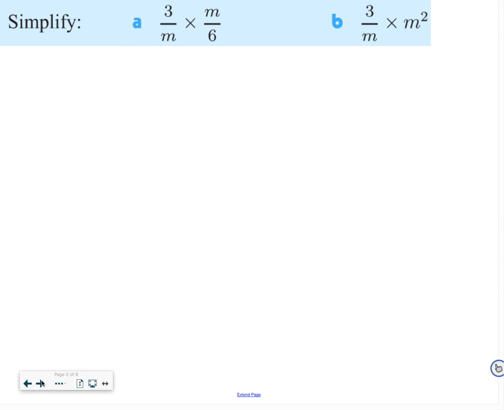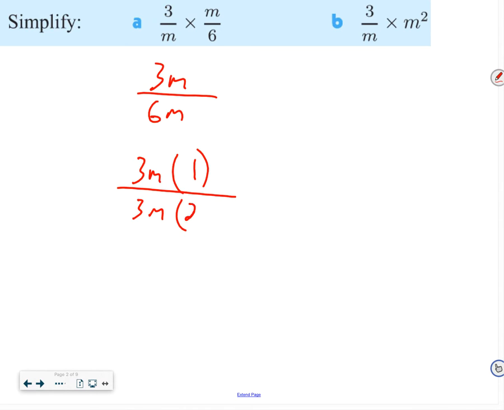Okay, let's look at our first example here. If we're doing 3m times 3m to the 6, we're going to get 3m over 6m, always writing my coefficients first. Now I'm going to look at my common factors. In the numerator, the common factor is 3m, so I factor that out. There's a 1. Factor out 3m from the bottom, and I get a 2. I notice that 3m divided by 3m is 1, so then I'm left with 1/2.